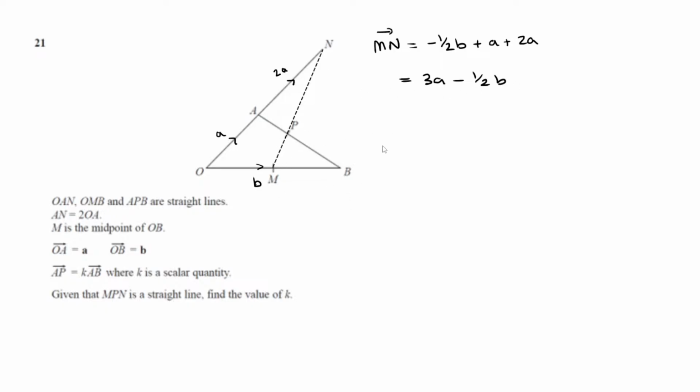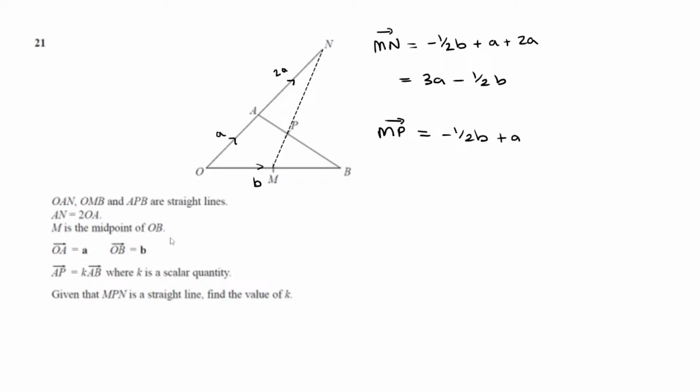And then for the second one, I'm going to choose MP, where we might have to find some other vectors first. So I would still do minus a half B, still go that way. You could go this way or that way, it doesn't really matter. Minus a half B, add A, and then I want to add AP.